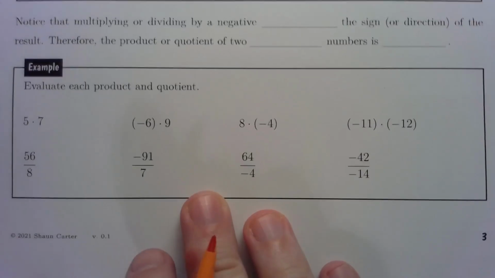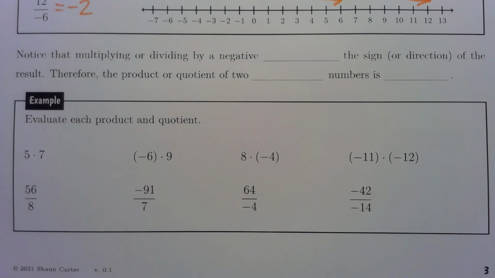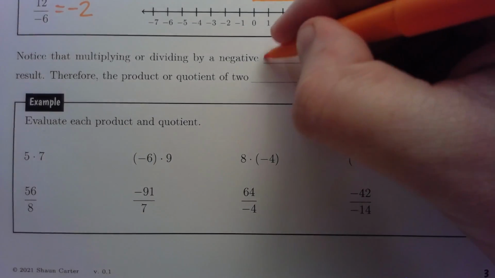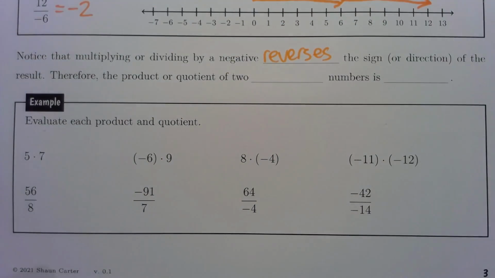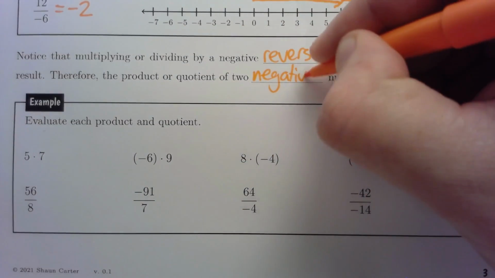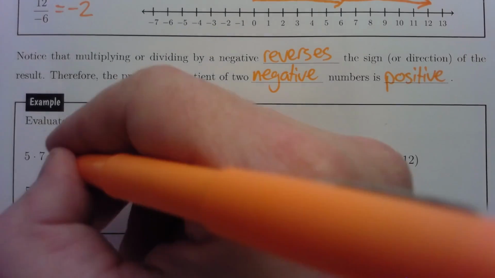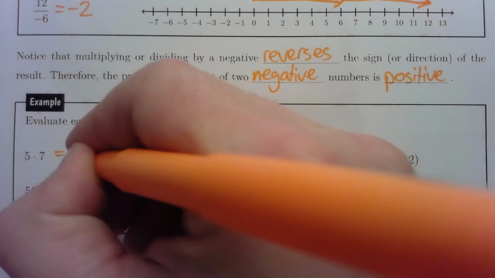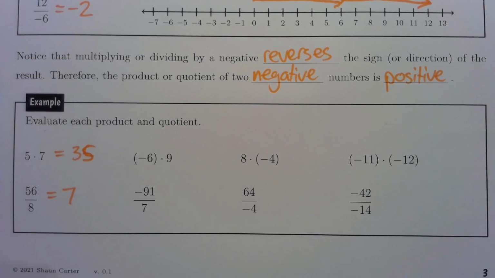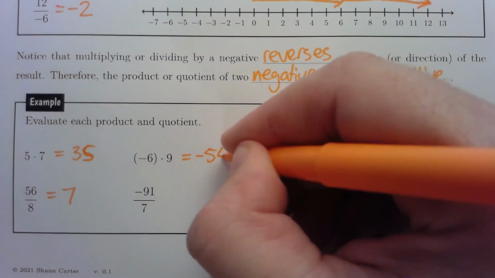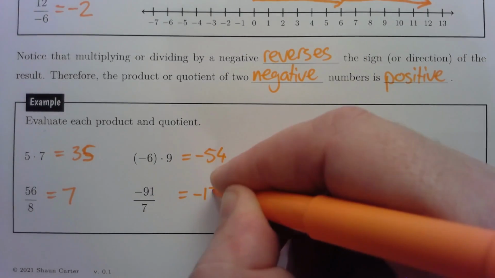Notice that whenever we multiply or divide by a negative, we reverse the sign or direction of the result. Therefore, the product or quotient of two negative numbers is positive. So for some examples, if we have two positive numbers, multiplying or dividing, we get the result as expected. If we have a negative number, either multiplied or divided by a positive number, that positive number doesn't change the direction of our sign. So our result is negative.